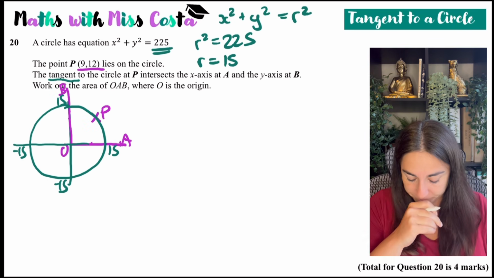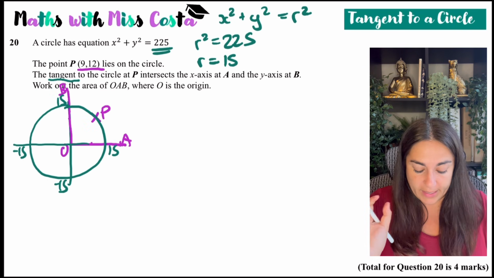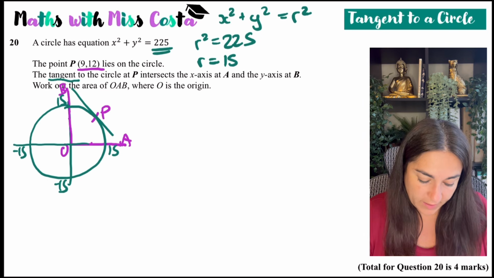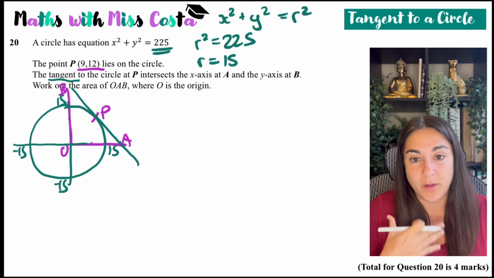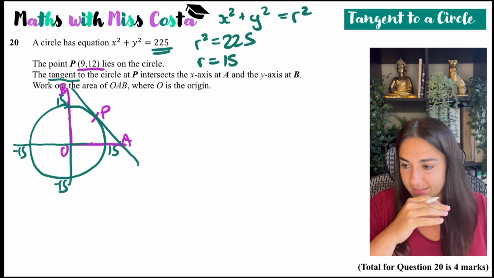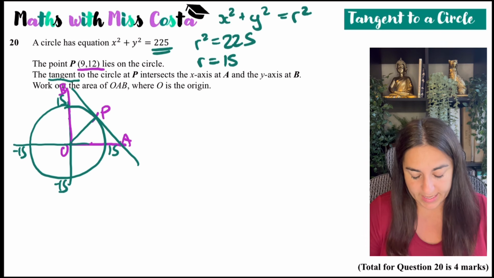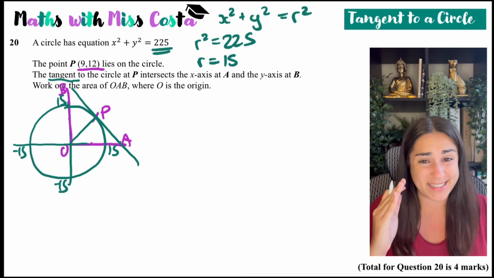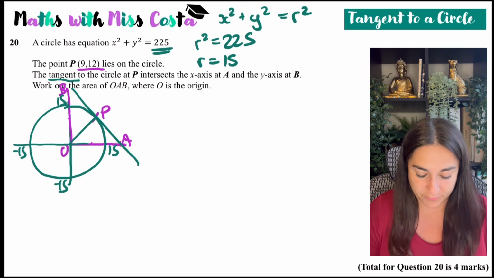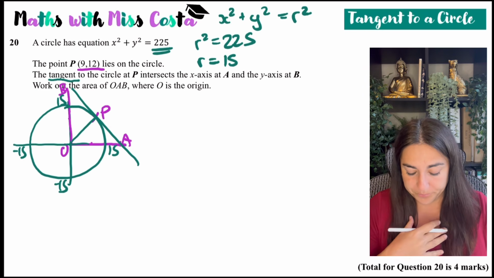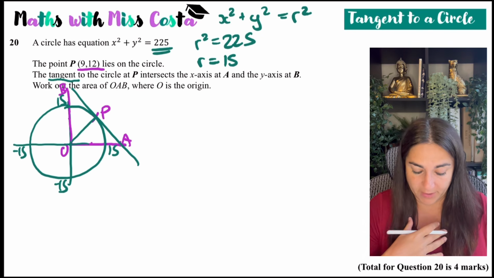Right, so where do we start? Start with the tangent to the circle. I know that the radius is 15, and I know that a radius and a tangent meet at 90 degrees. Hopefully you know that from circle theorems, but if not, that's fine.